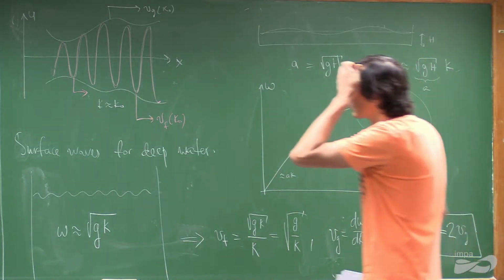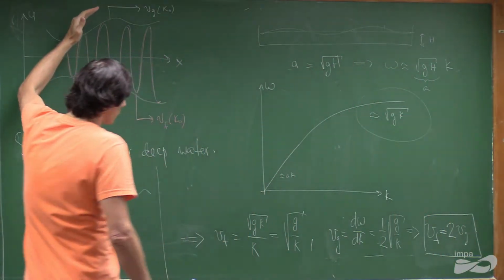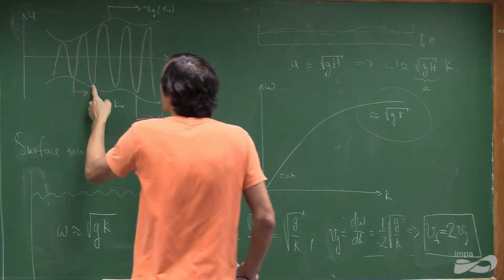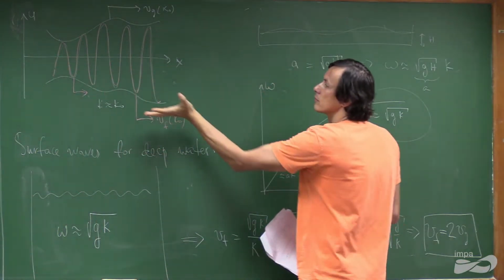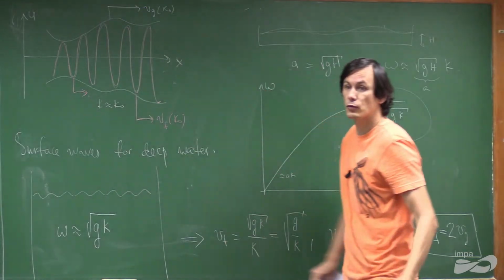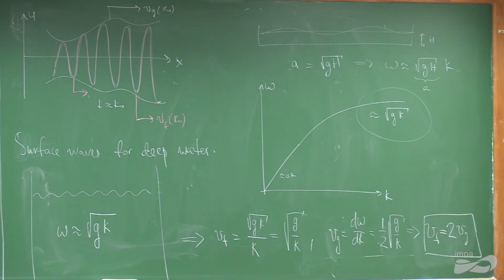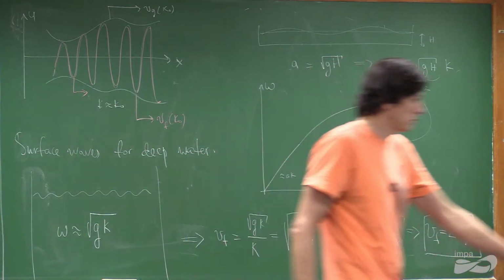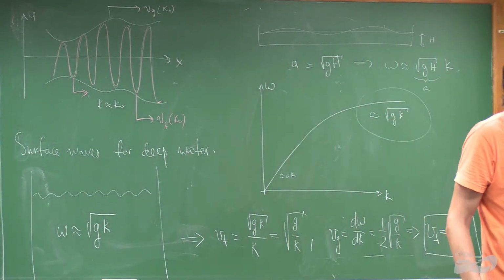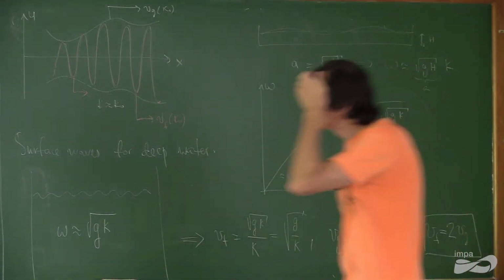So it means that in deep water, the maxima and minima move faster than the full envelope, twice faster. And I would like to show you some video first, and then we will go to the application.